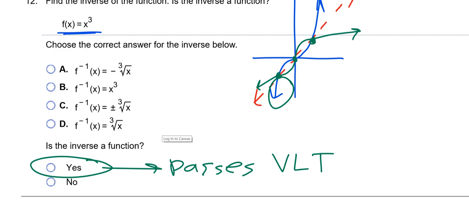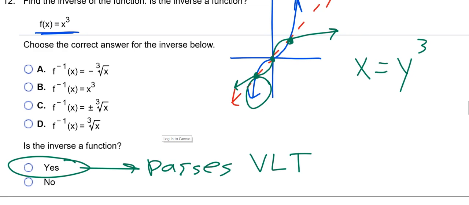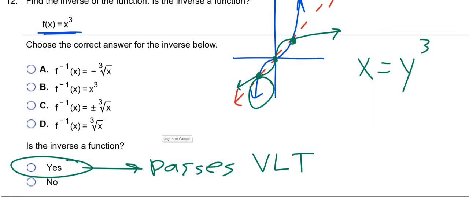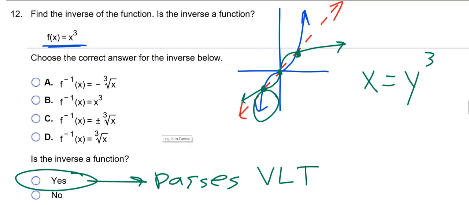Now, to the actual algebra, we switch x and y. Now we need to solve for y. How do you get rid of a cube? Cube root. Whoa. Stop.